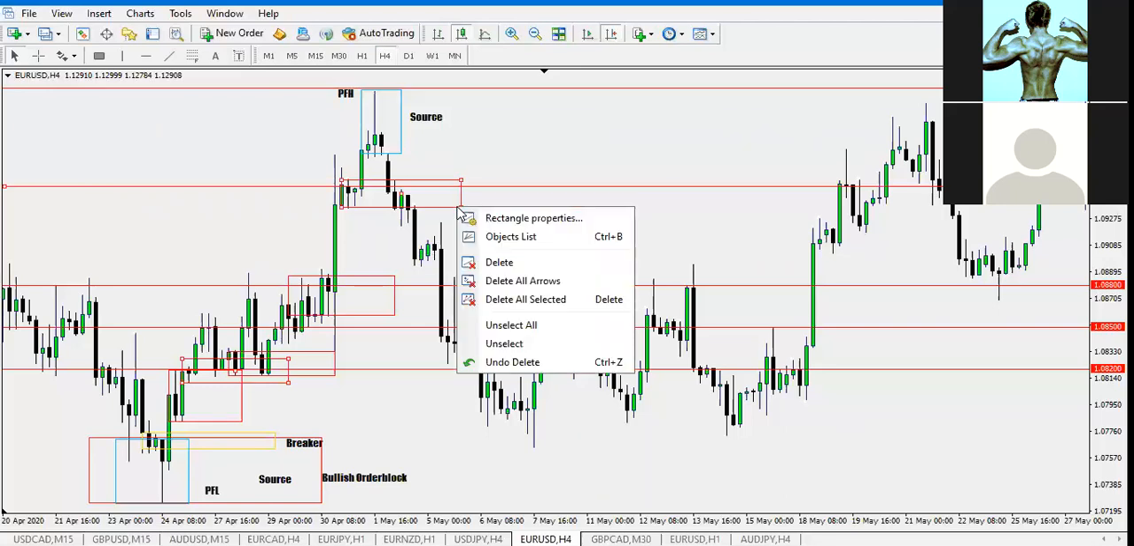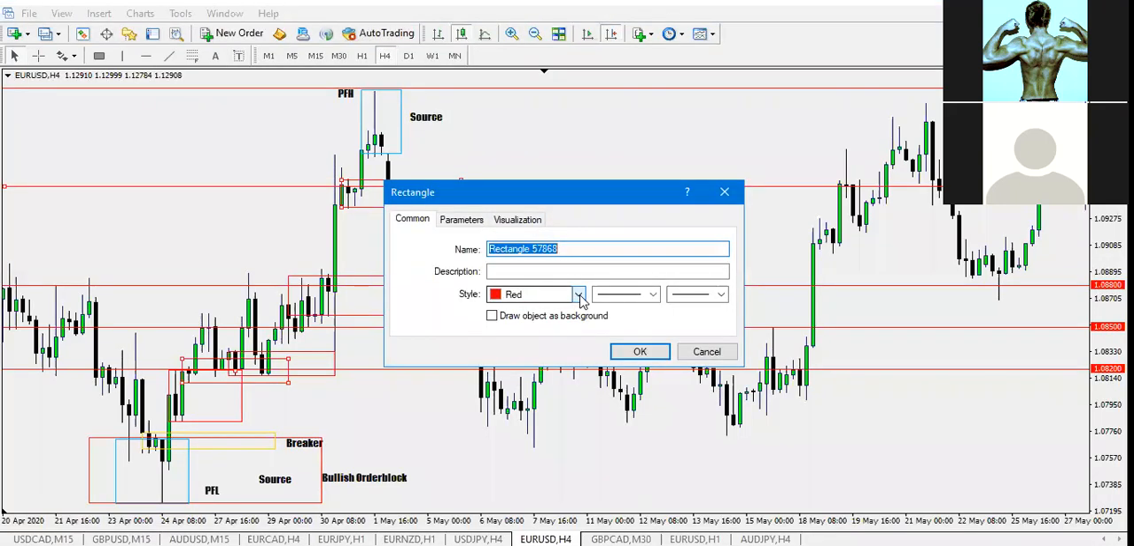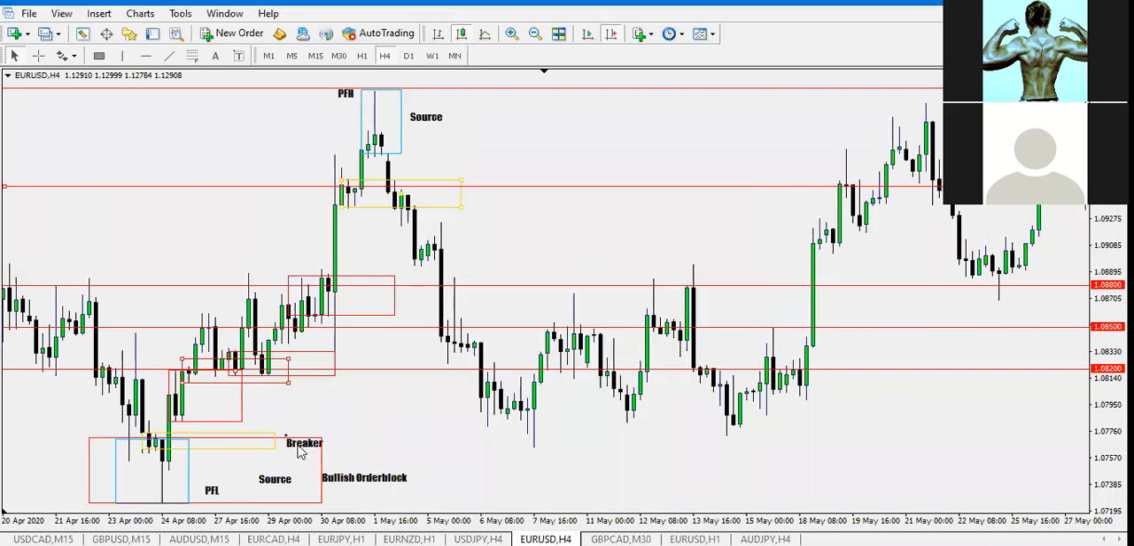So when price broke down, this immediately became our breaker. Okay, so we have a breaker at the top, which was broken and created. And which candle? That candle over there closed below it.